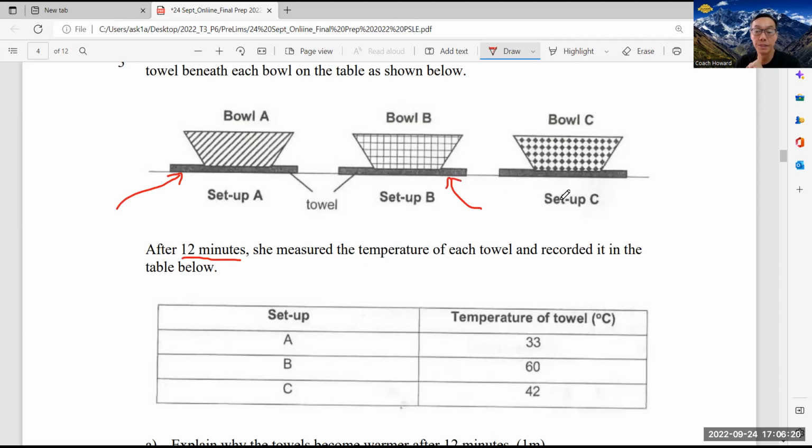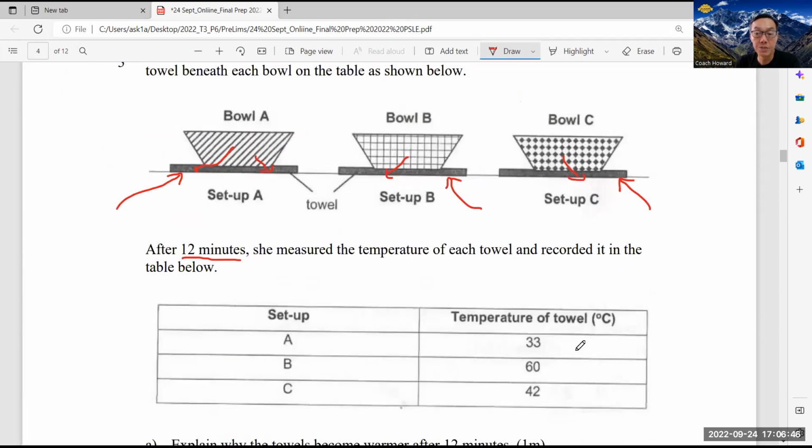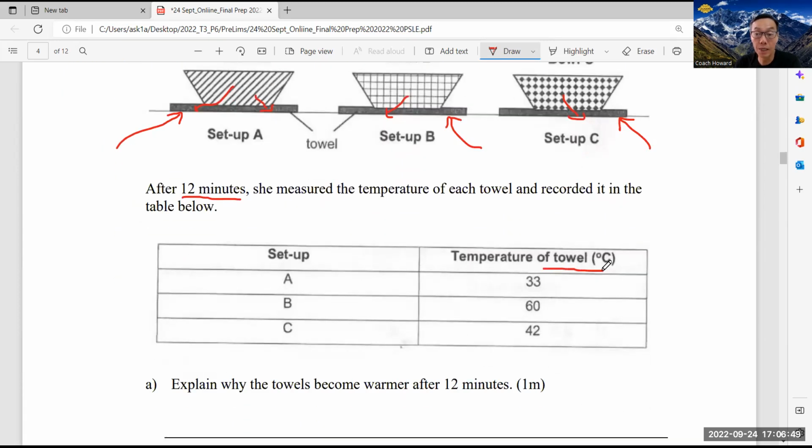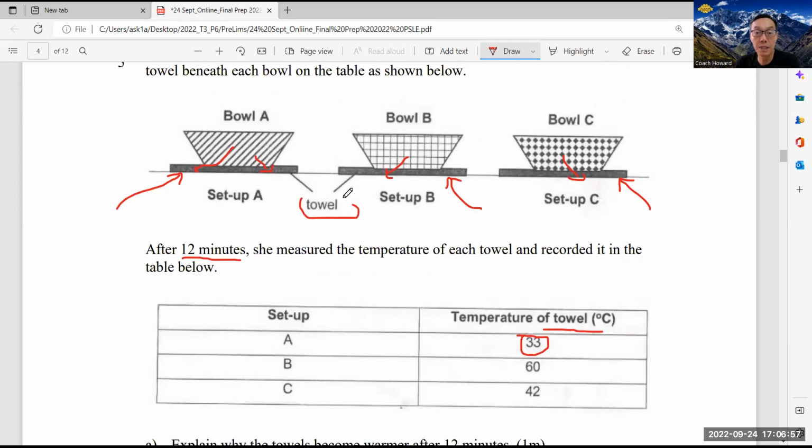She measured the towel. Okay, you must understand heat always travels from a higher temperature to a lower temperature. So all the bowls contain 80 degrees Celsius soup. So the heat will flow from the soup to the bowl, right, to the towel. Okay, to this towel. This is how the heat flows. You can annotate this in all the 3 bowls, with the arrows pointing. Okay, so you notice this is the temperature of the towel. And can you notice this is the lowest? Okay, that means in setup A, the towel has the lowest temperature.